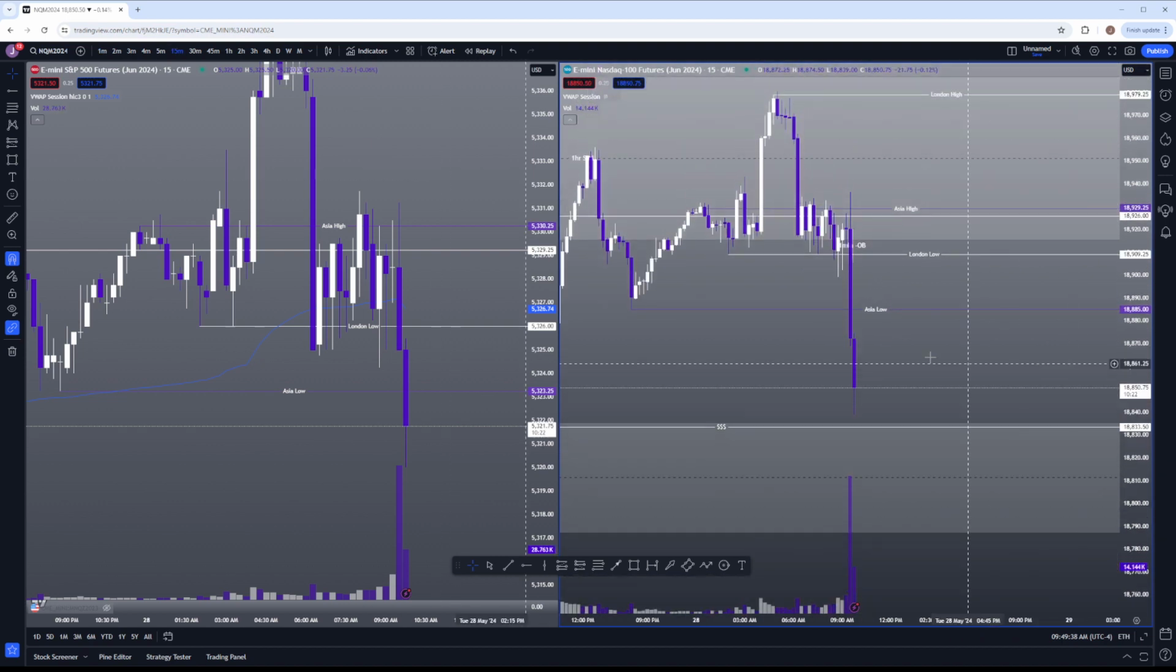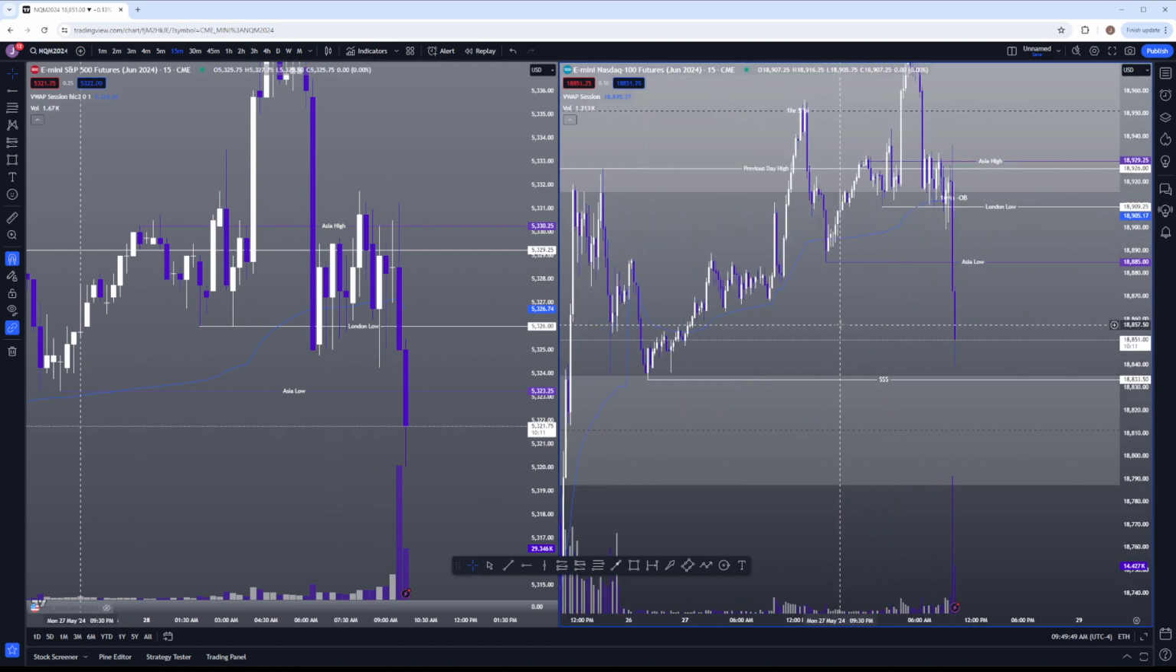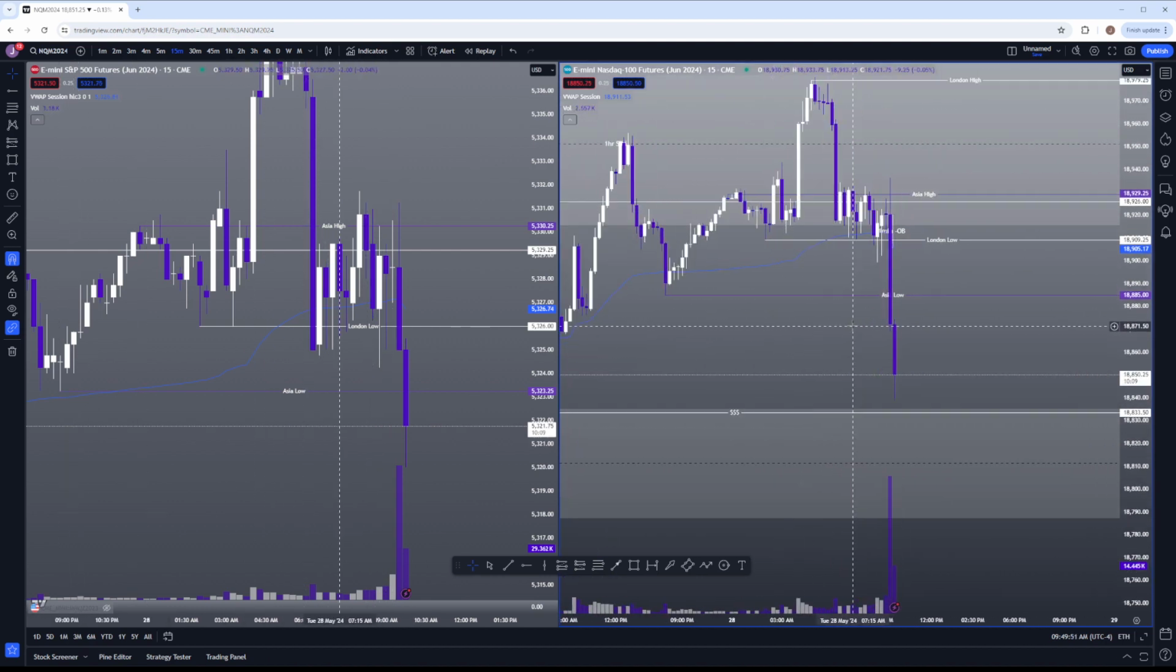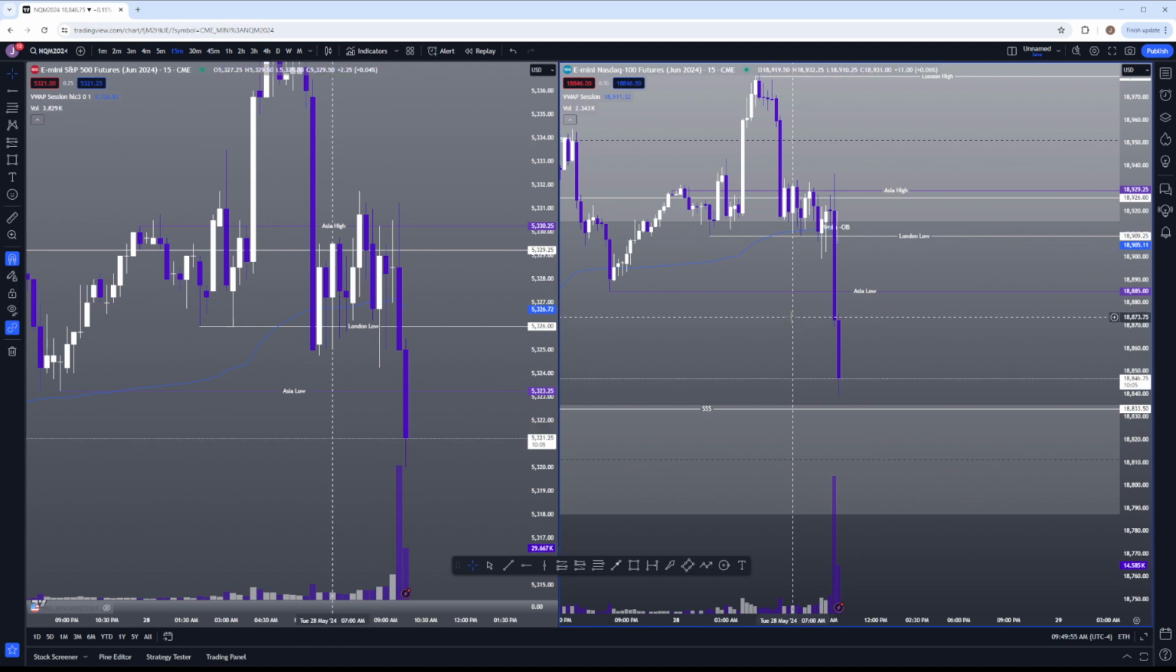I really wanted to see us drop from here. Maybe take out our Asia high and then drop. We saw that pump first, taking out those highs. Obviously, we didn't get it last night, but we still had our idea. I knew that Asia low was going to get taken out at some point.